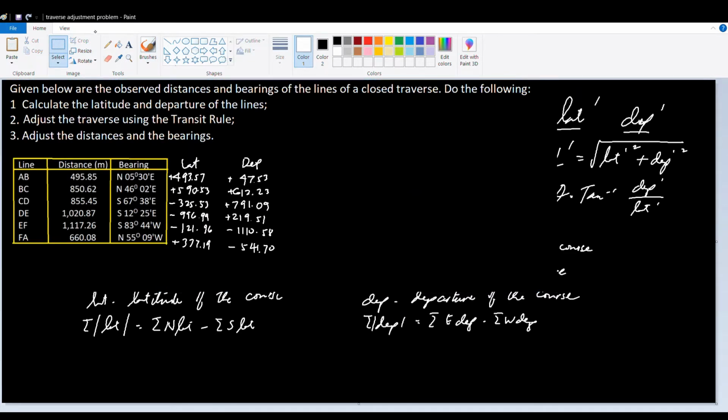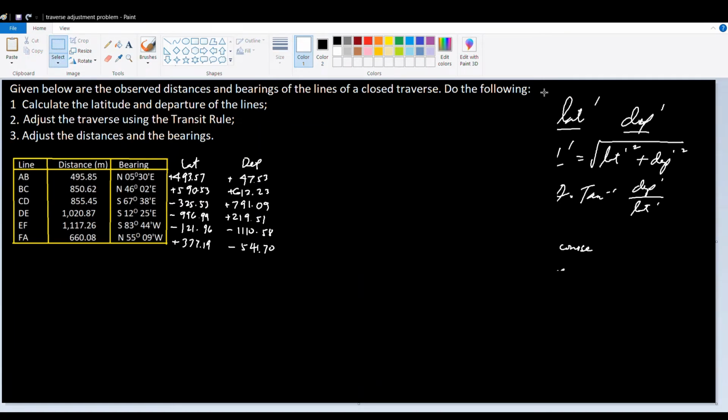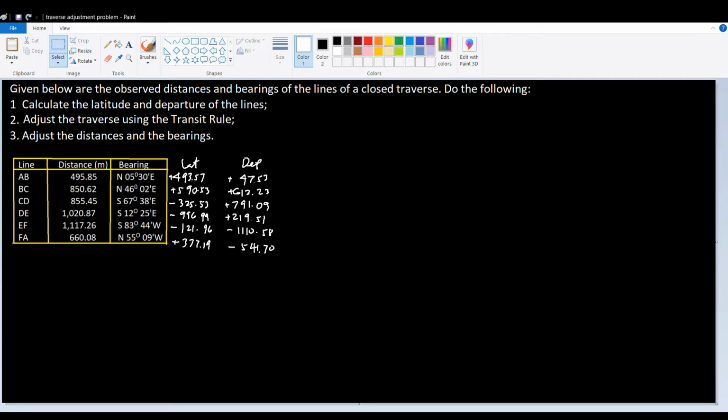So let us apply the transit rule in adjusting this given closed traverse. We have earlier calculated the latitudes and the departures, no? So instead of applying the compass rule, we will be using the transit rule, with the same set of values for the latitudes and the departures. The latitudes are determined by multiplying the distance by the cosine of the bearing or the azimuth, and the departure is determined by multiplying the distance by the sine of the bearing or the azimuth.